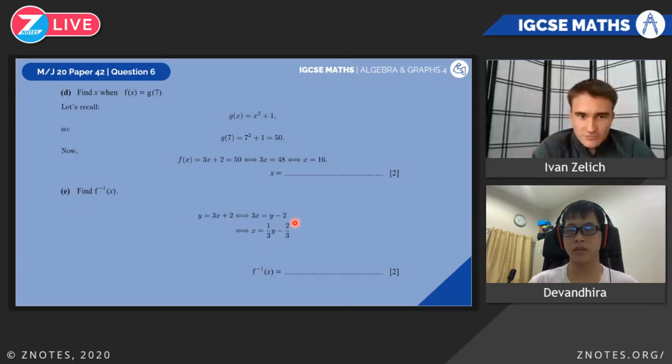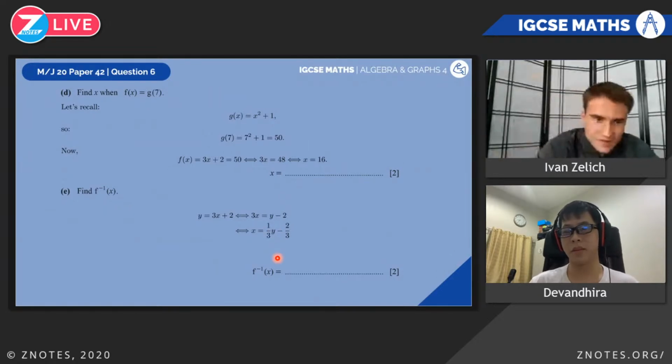So we take away 2, and then divide by 3. Very similar to what we did here, right? We just solved for 50, but in this case we're solving for any y. And so the function f inverse of x is actually x minus 2 on 3. So you really got to put x instead of the y, but it's sometimes nicer to put the y.